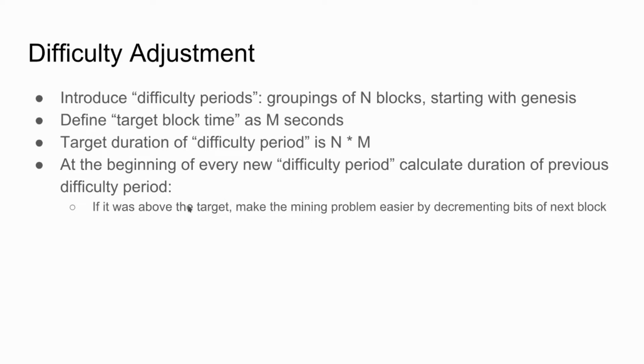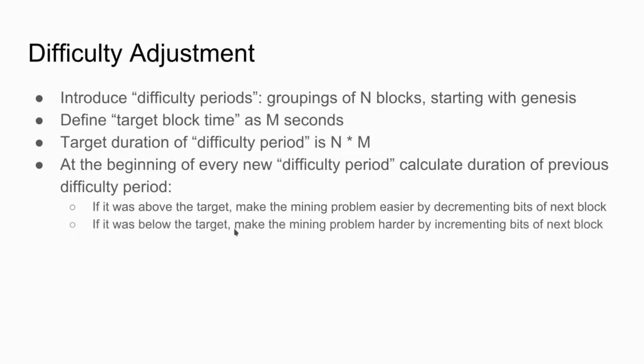So what happens if we're below the target? Well, we just do the opposite. If we're below the target, that means blocks are being mined too fast. And if blocks are being mined too fast, that means the problem is too easy. And the solution is to make the mining problem harder. And we do that by incrementing the bits, right? So we just add 1 to what the bits were in the previous difficulty period for every block in the next difficulty period.